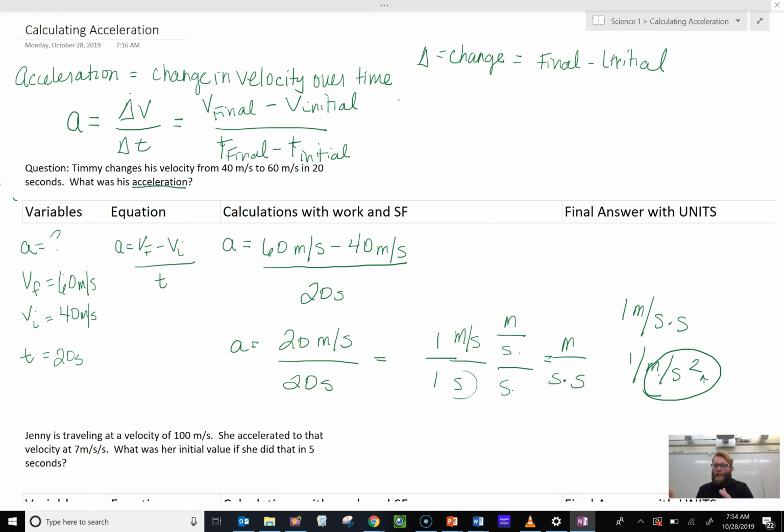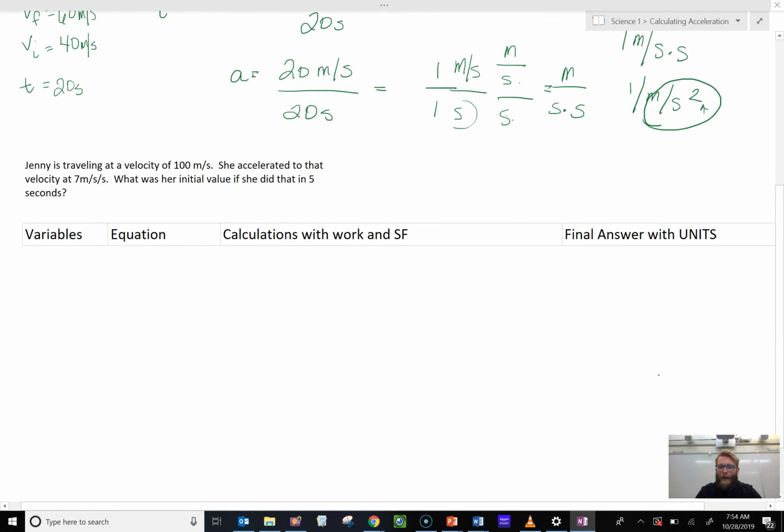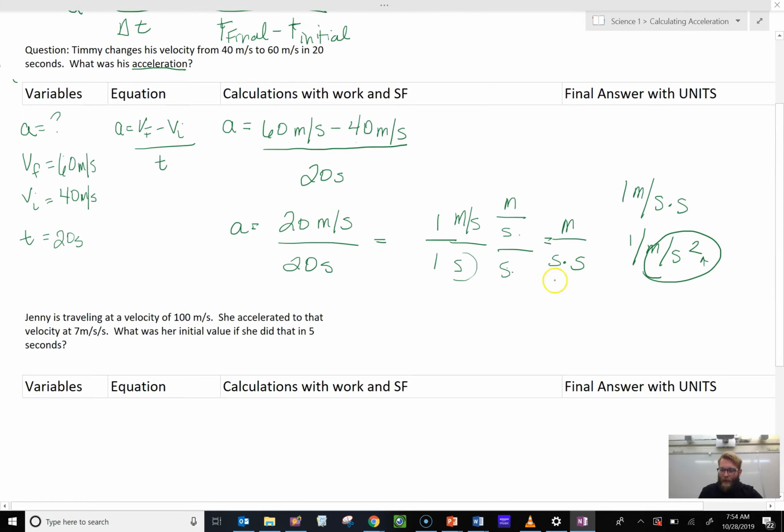So there's a rate at which we're changing the time. Just note that if you get acceleration, you're going to have a value that's squared. So that would be our final answer, 1 meter per second squared. So, 1 meter per second squared. That's a basic calculation using acceleration.